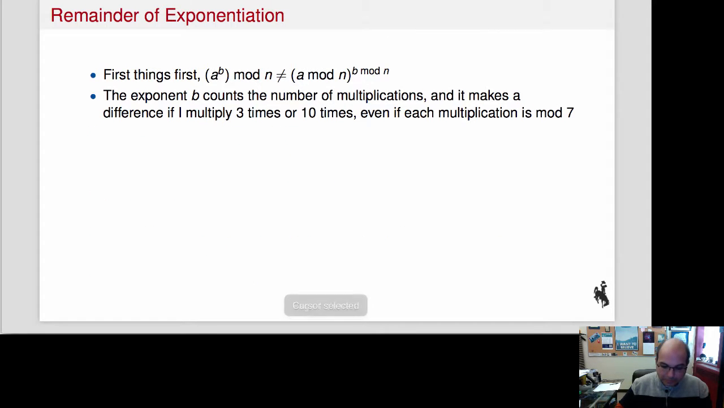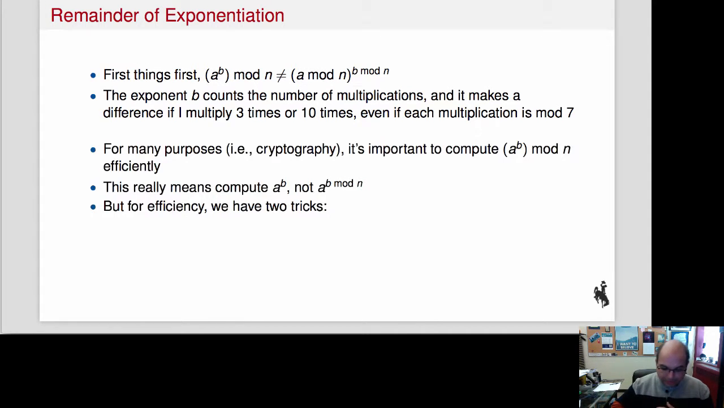All right. How about exponentiation? This is an important operation, like I said, for example, for encryption. So a to the b mod n is actually not the same as a mod n to the b mod n. That's too much to hope for. The exponent actually counts the number of multiplications that are happening, and you can't just say, oh, I'm multiplying something by itself 3 times, that's the same as multiplying something by itself 10 times. No, it isn't. So this really doesn't work. So we need to do something different, because it's really important.